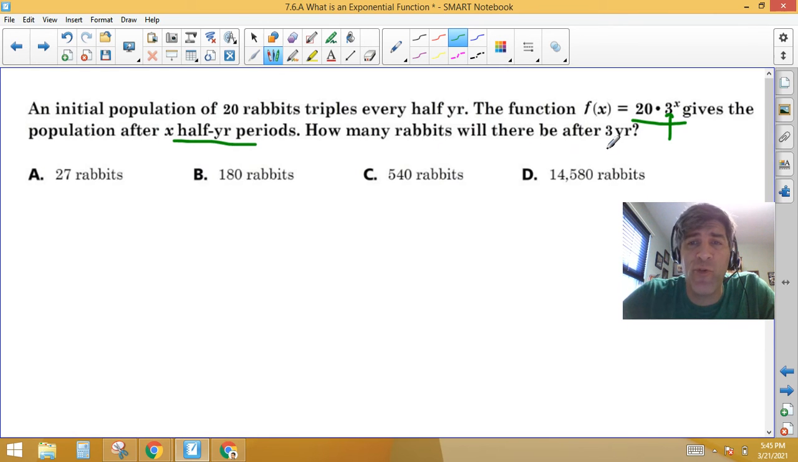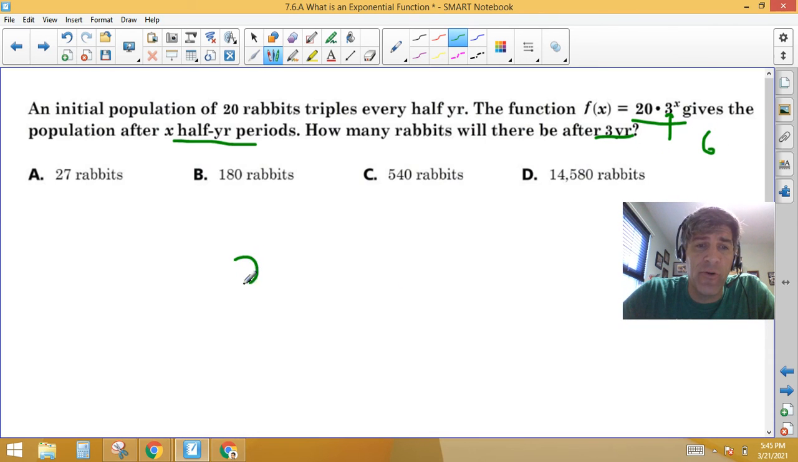How many rabbits will there be after 3 years? Before you dive in, what will our exponent be here? If you said 3, the reason it's not 3 is because that's 3 years. X represents how many half years in this case. So how many half years are there in 3 years? That's right, there are 6.